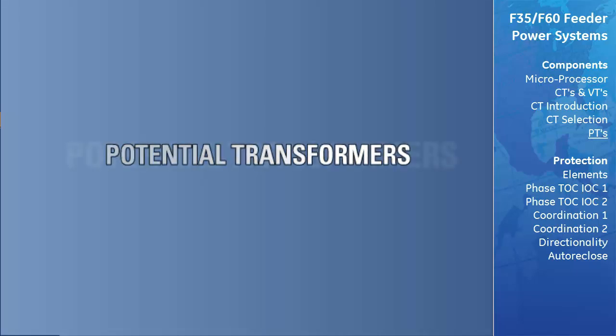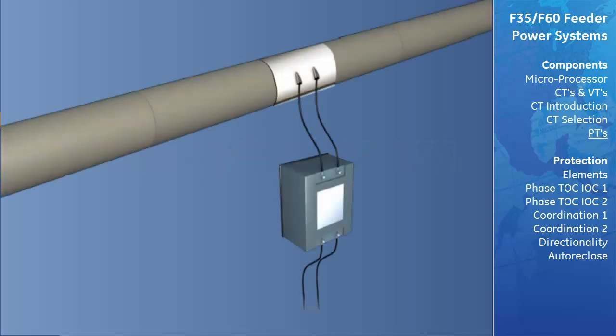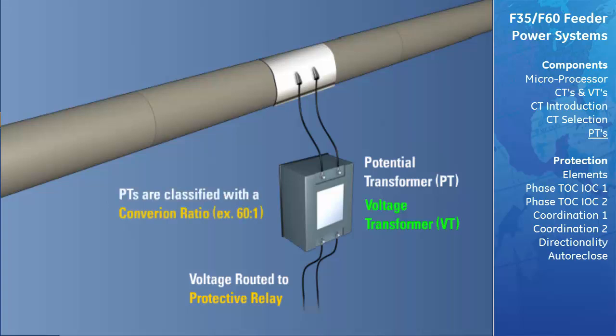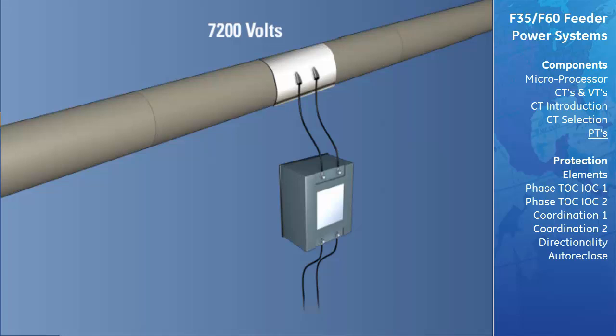Potential transformers. The next type of transformer we will cover is the potential transformer, symbolized as PT, or sometimes known as voltage transformers, symbolized as VT. Similar to current transformers, potential transformers scale down the voltage passed through them, as opposed to the previously mentioned current. The scaled-down voltage is then routed to a protective relay for measurement. Also as in current, a PT is classified with a conversion ratio indicating the amount the primary voltage is scaled down. For example, 60 to 1 scales the primary voltage down to 120 volts.